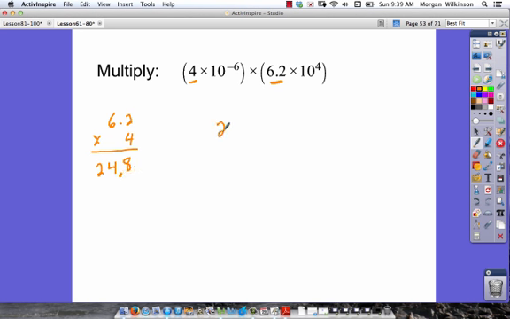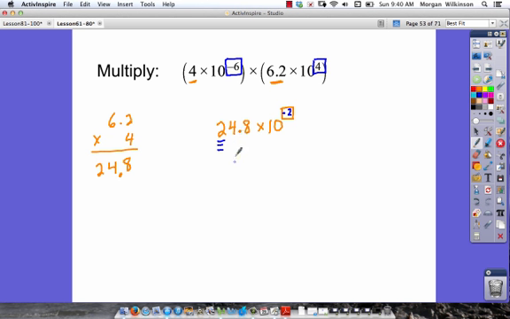So it looks like our coefficient is going to be 24.8 times 10 to some power. We need to figure out how many powers of 10 we have in order to fill that in. Well, we've got negative 6 powers of 10. We've got 4 powers of 10. If we look at how many total powers of 10 that would be, that must be negative 2 powers of 10. It looks like we have our answer, but this isn't correct scientific notation because we have something in the tens digit, the 10 spot in our coefficient. So we need to undo that.